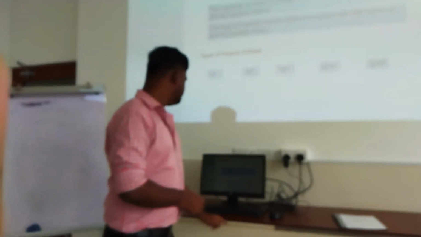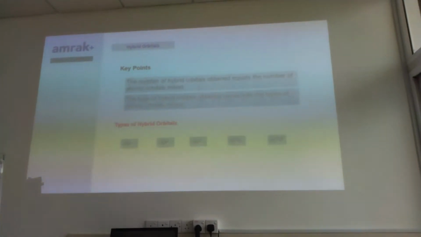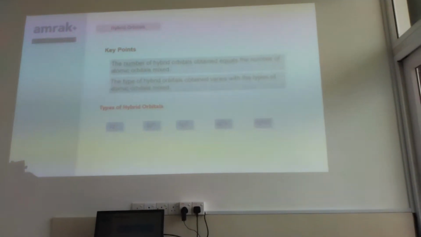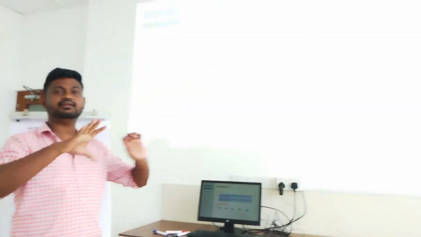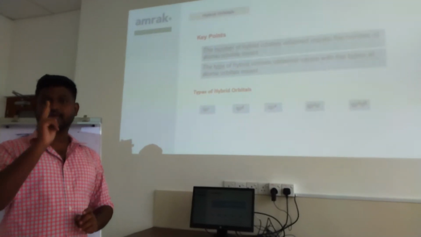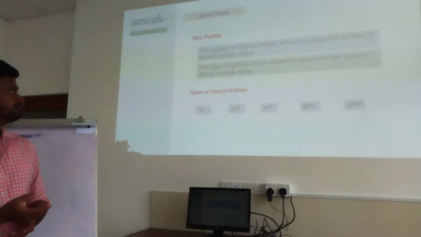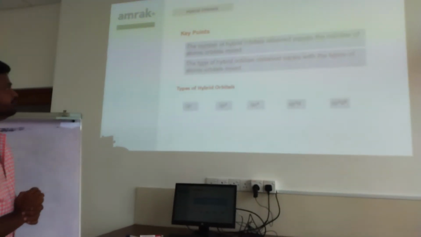See the key points. The number of hybrid orbitals obtained equals the number of atomic orbitals mixed. So the number of orbitals you mix. So let me say 1 s and 1 p mixed. Then how many orbitals are formed? 2 orbitals, sp orbital, right? So the type of hybrid orbitals obtained varies with the types of atomic orbitals mixed.